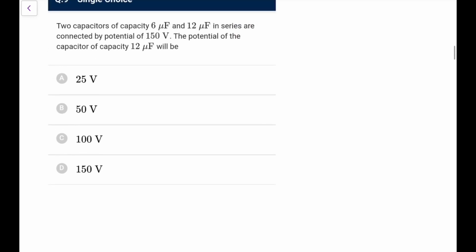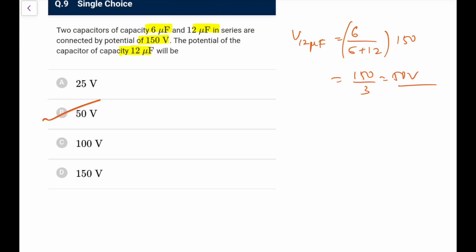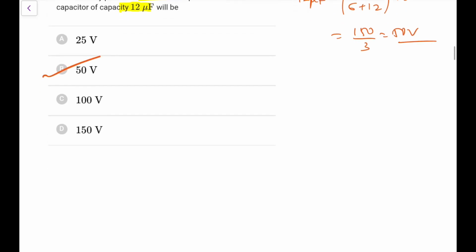Next. Two capacitors, 6 micro and 12 micro, in series are connected to a potential of 150. The potential across the 12 capacitor in series, I can directly say V and C are in inverse ratio because Q is the same. That would be 6 upon 6 plus 12 into 150, that is 150 by 3, which comes out as 50 volt. Go for option B, simple potential division you have to do. Next.